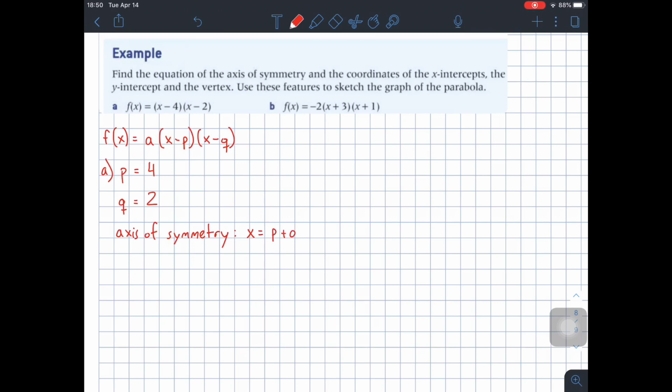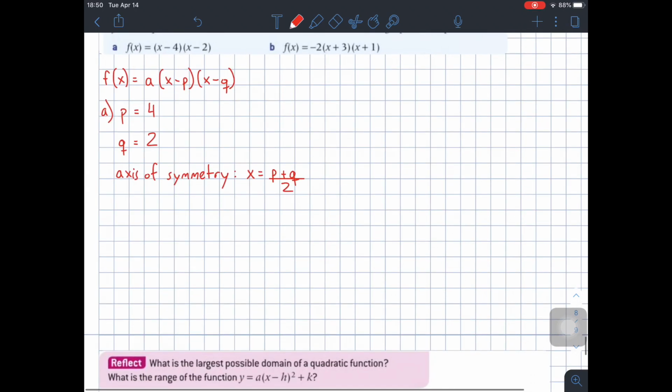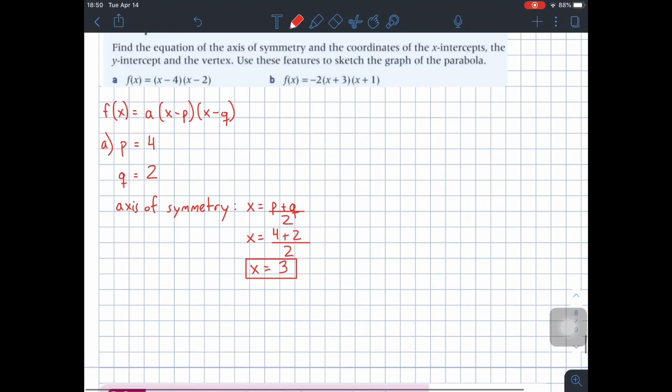Let me write it as p plus q divided by 2 first, and then we're going to apply the values. So this would be x equals 4 plus 2 divided by 2. This is 6 divided by 2, and this equals 3. So the equation of the axis of symmetry is x equals 3.